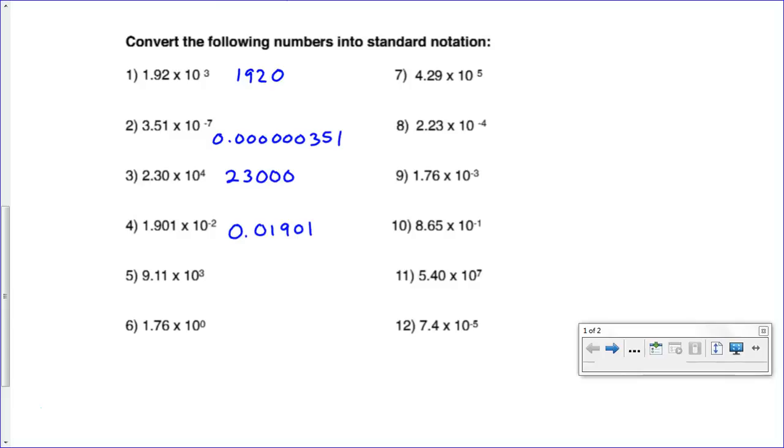All right, 9.11 times 10 to the 3. Large number here, so we're bouncing this way. 1, 2, 3 spots. All right, need to put a 0 in there, so it's 9,110. Down here on the bottom, this is that weird case where it says times 10 to the 0, which really looks weird, but what that's saying is don't move the decimal anywhere, so you can just copy right over 1.76.